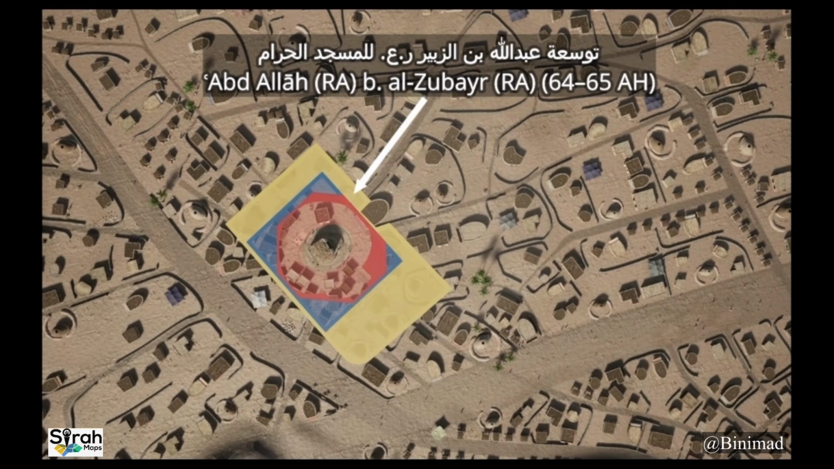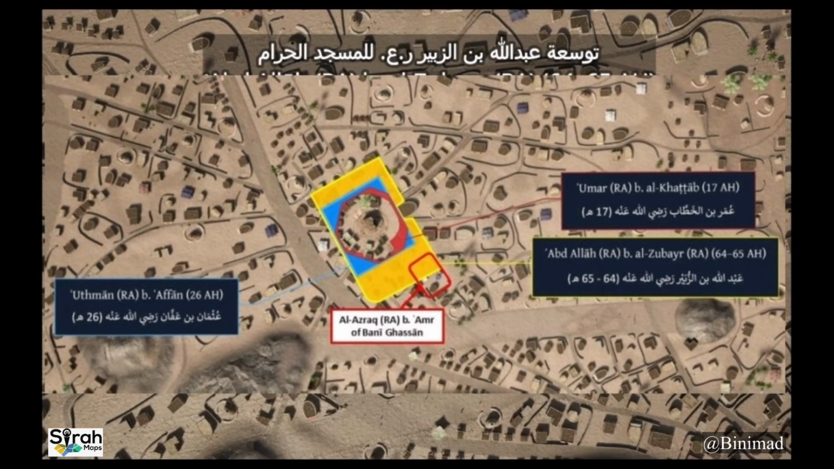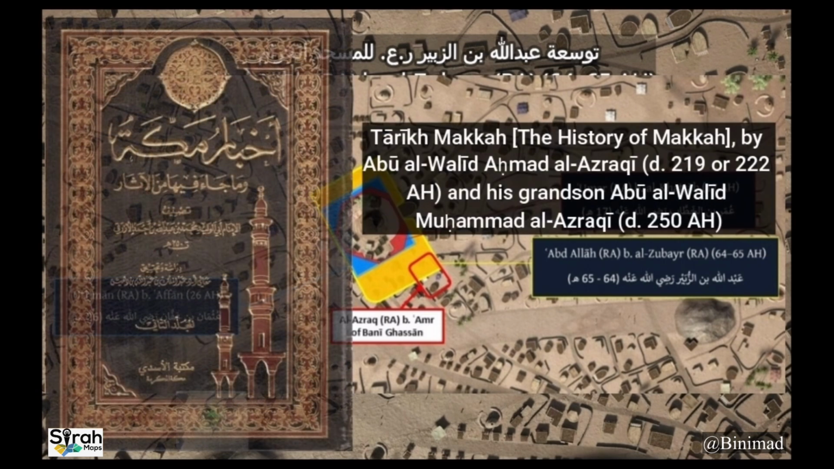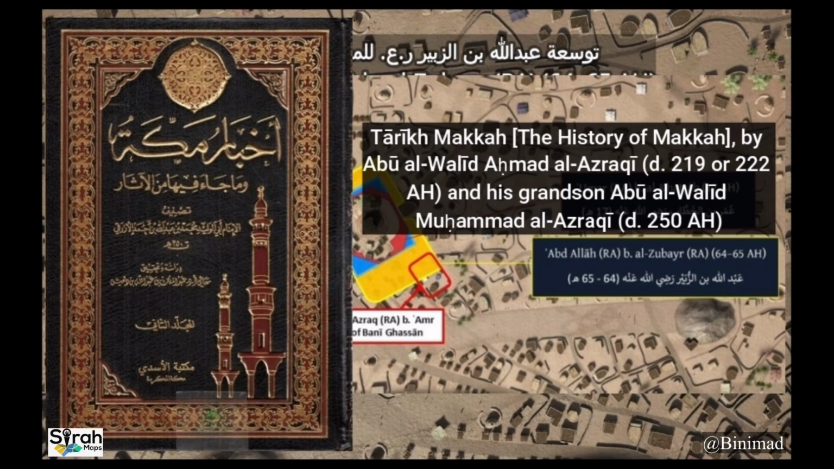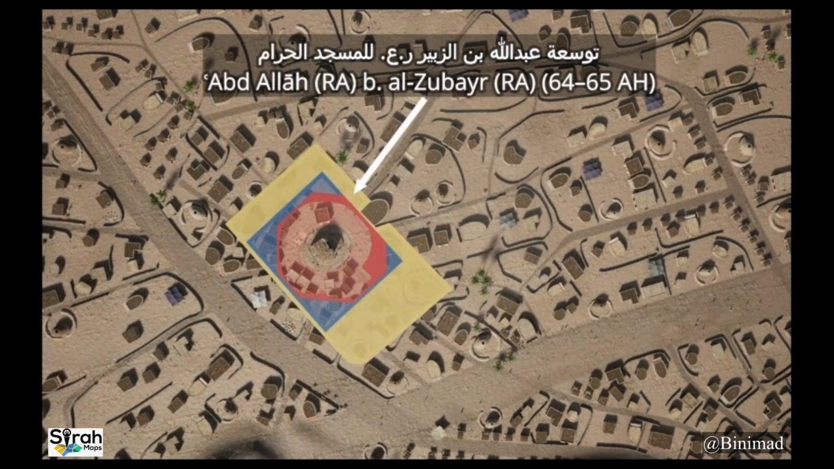This expansion also absorbed almost exactly half of Dar al-Azraq radiallahu anhu bin Amr of the Bani Ghassan, the ally of the Bani Abd Shams clan of the Quraysh, and his son Uqba ibn al-Azraq, who is the grandfather of Abu al-Walid al-Azraqi, who along with his grandson are the co-authors of the book Akhbar Mecca, also published as Tarikh Mecca, which details the topography and geography of Mecca at the time, along with other relevant historical details.